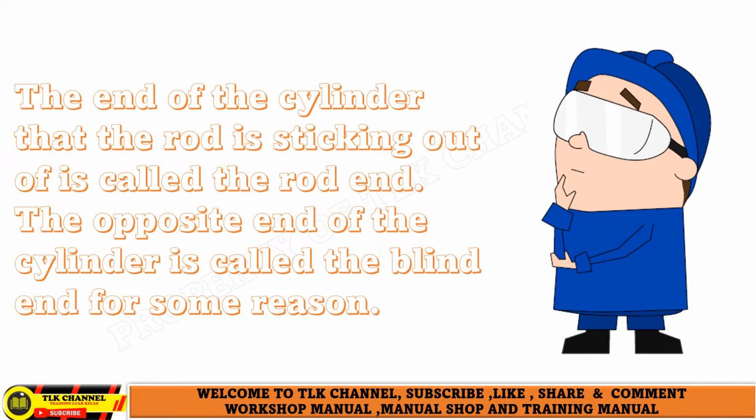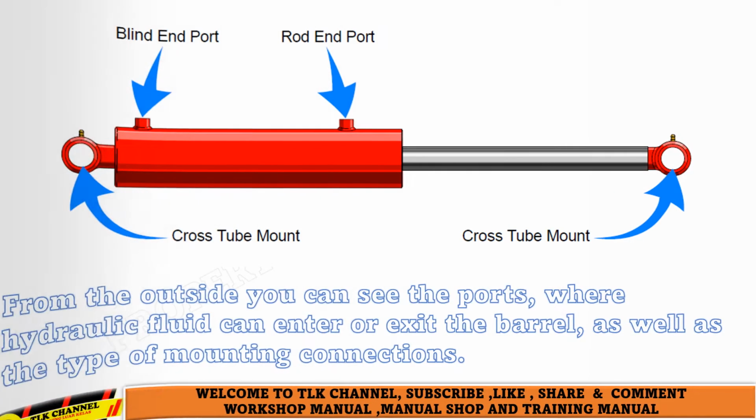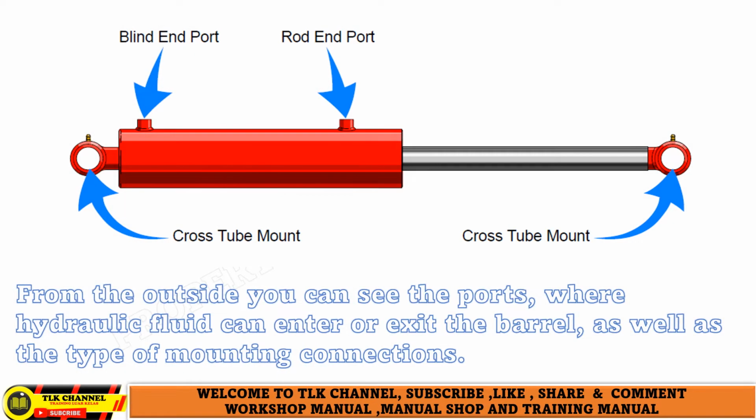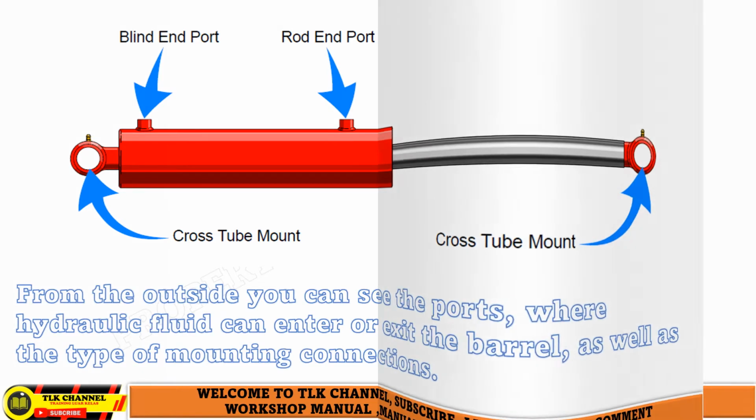The end of the cylinder that the rod is sticking out of is called the rod end. The opposite end of the cylinder is called the blind end for some reason. From the outside you can see the ports, where hydraulic fluid can enter or exit the barrel, as well as the type of mounting connections.